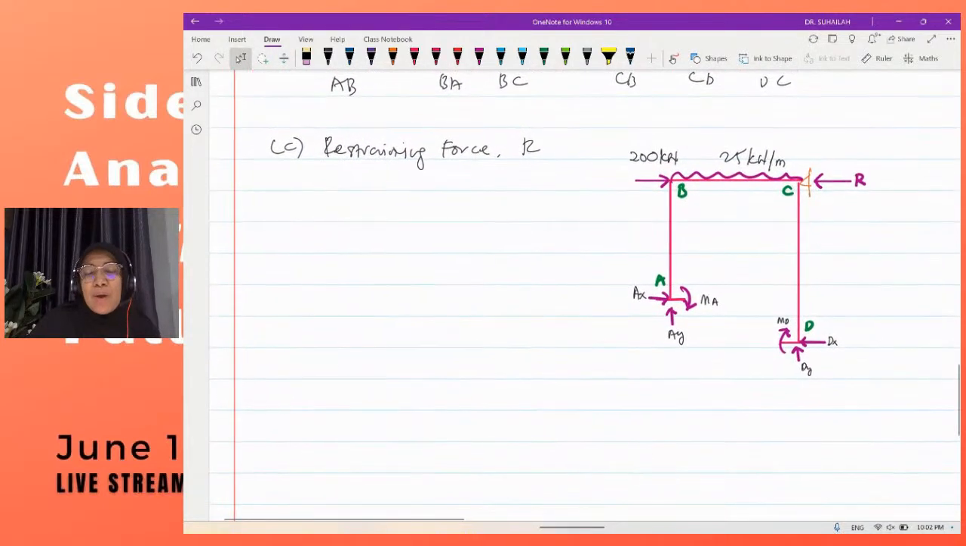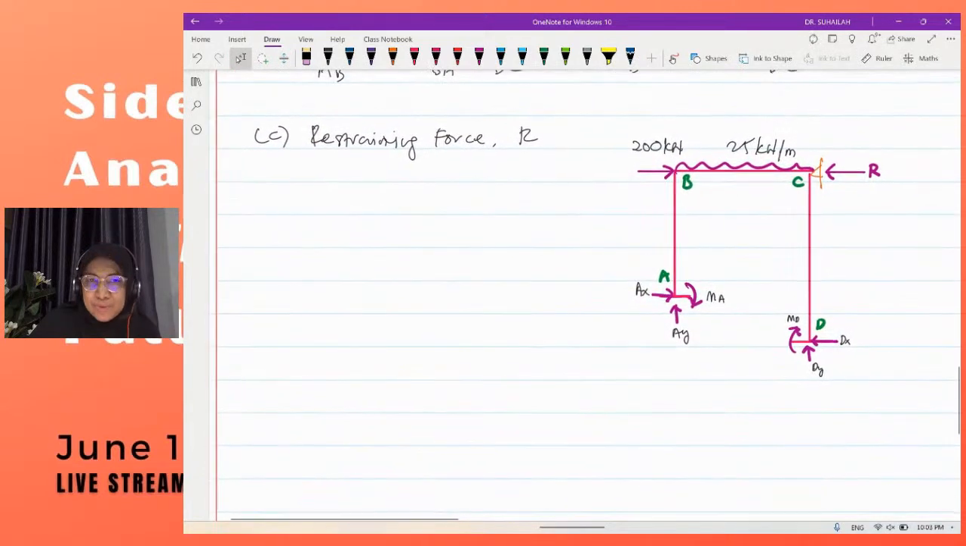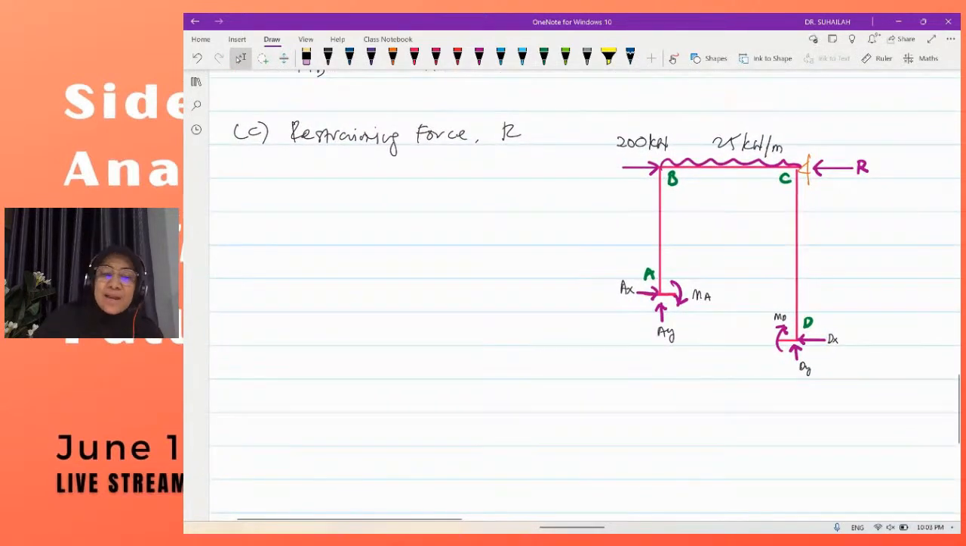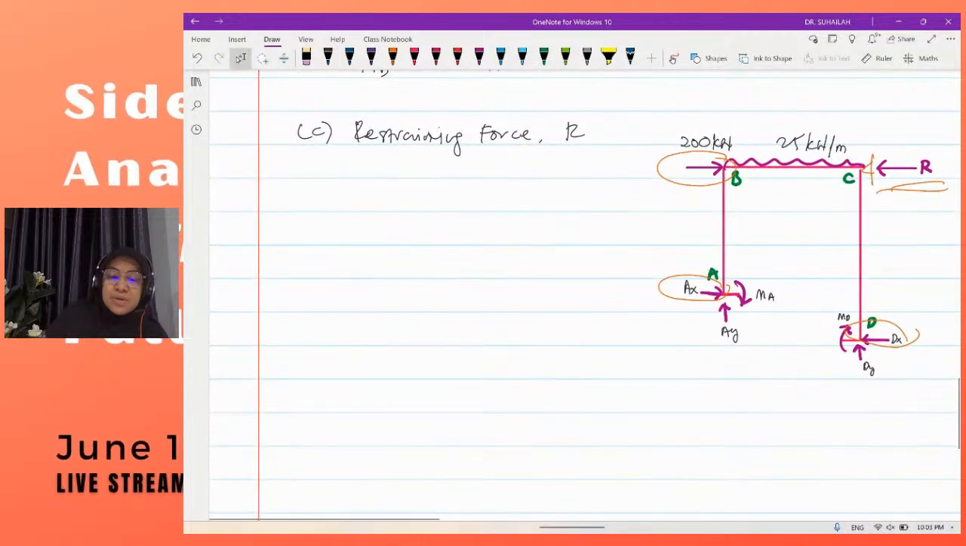So we want to calculate the R value. To calculate R, the first thing is we have to write the shear equation, because we want to relate all the horizontal forces. These are horizontal forces, this is horizontal reaction, as well as R. So we link all of this using what we call the shear equation.